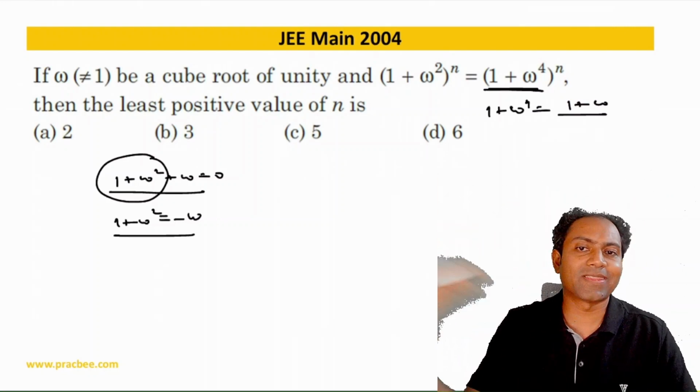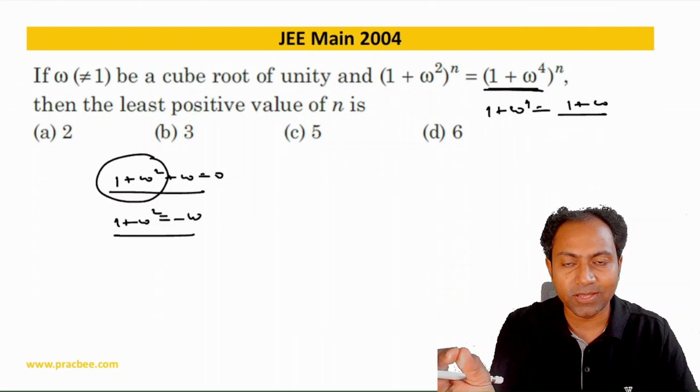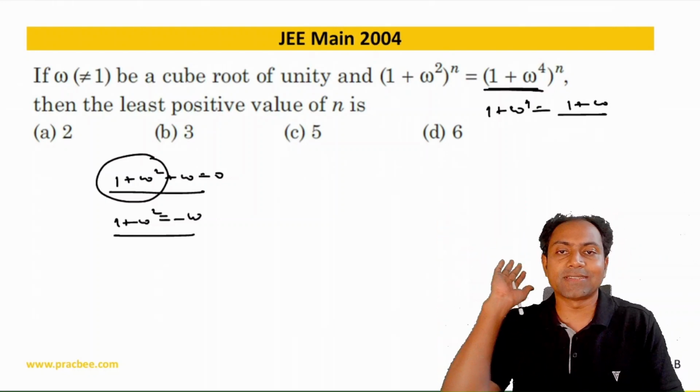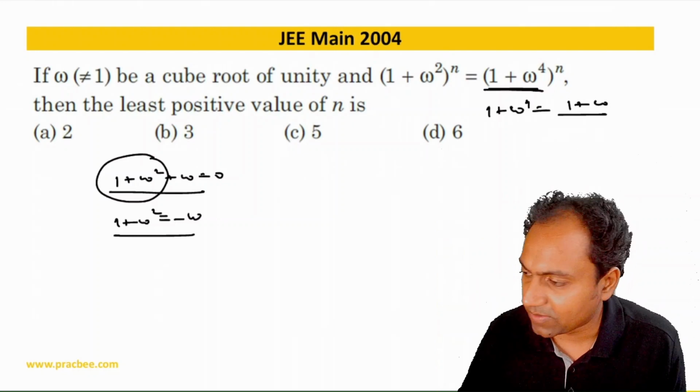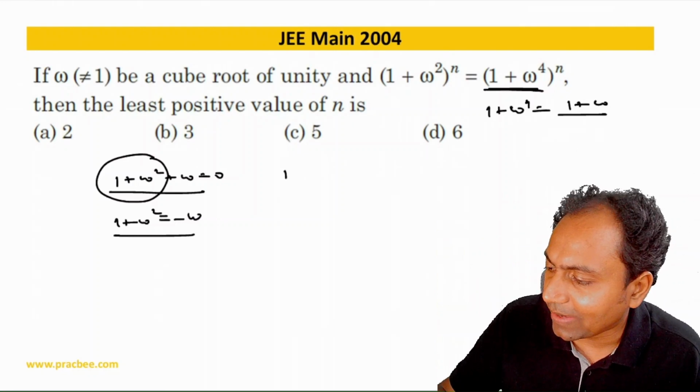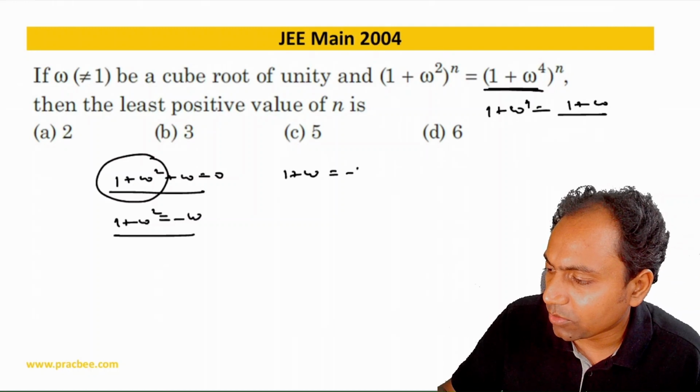So whatever power they are raising to the power of omega, we need to divide it by 3. Whatever remainder is there, we will raise it to the power of omega. Like 4, if you divide by 3, the remainder is 1. So it becomes omega raised to the power 1. Now from the same identity, the value of 1 plus omega will come out to be minus omega square.